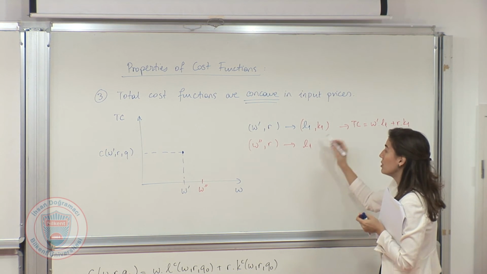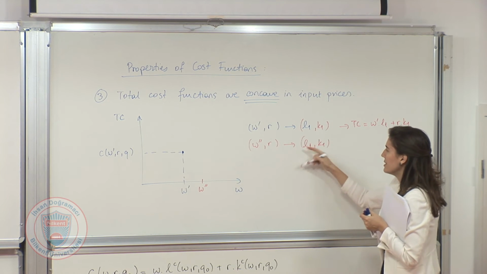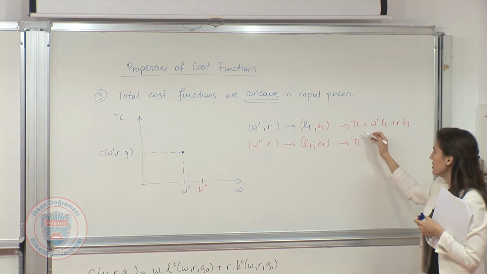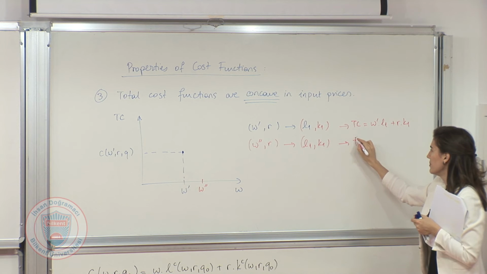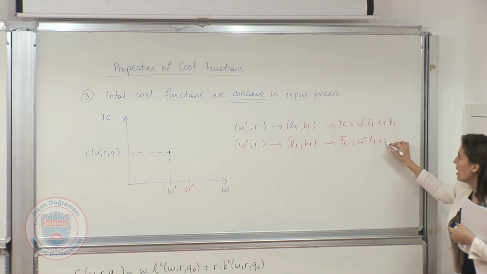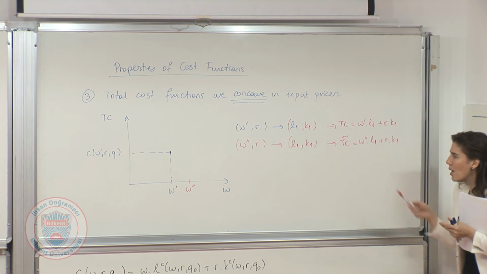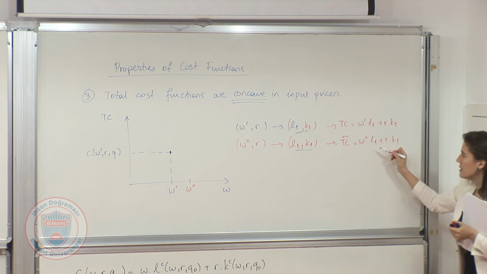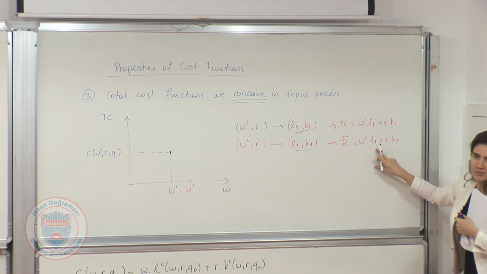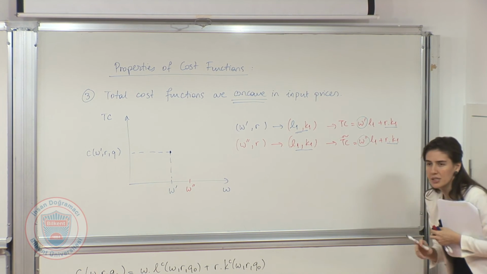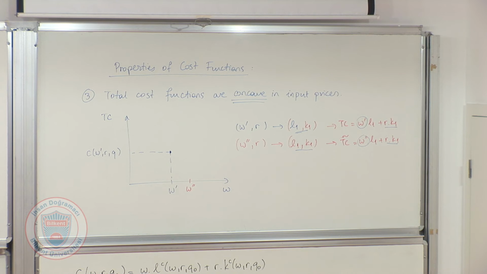And here, suppose I would like to hire the same amount of labor and capital. What's going to be my total cost? Let's call it total cost tilde. It would be w'' times L1 plus r times K1, right? So how is my total cost changing? If I keep using the same bundle, it's going to increase. This part stays the same, this part increases, in a linear fashion.